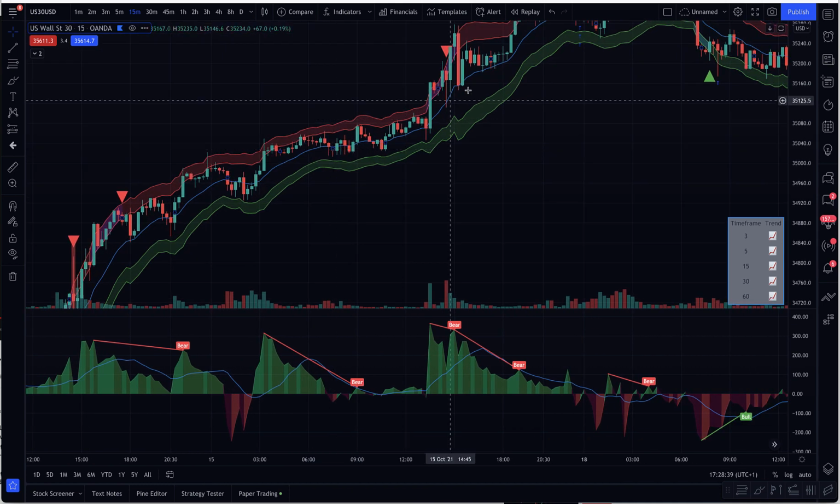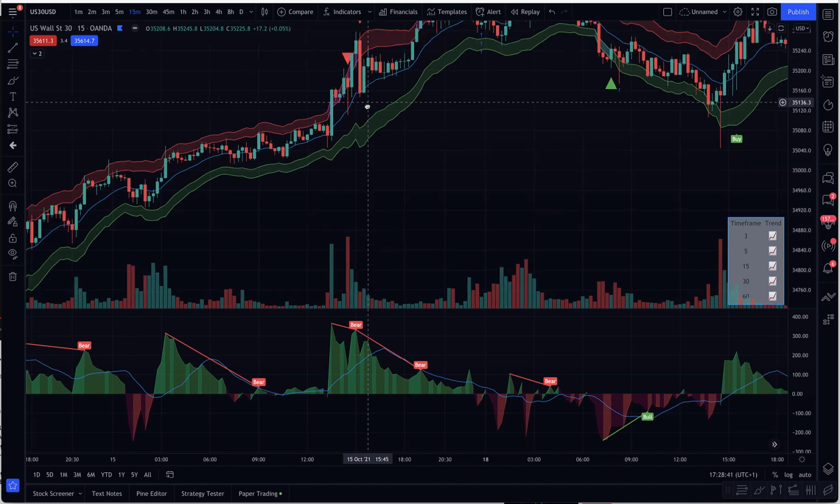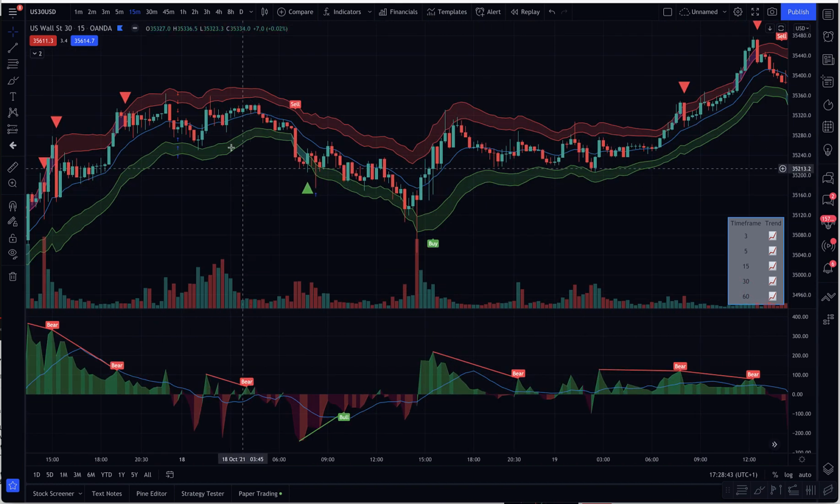So yeah, that's the strategy. It is very simple. You're looking basically at long positions. Let's have a look at the next one.